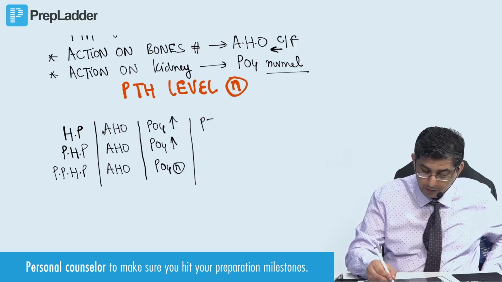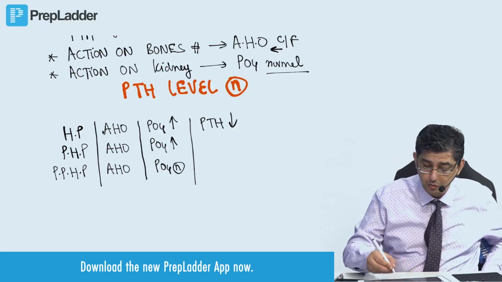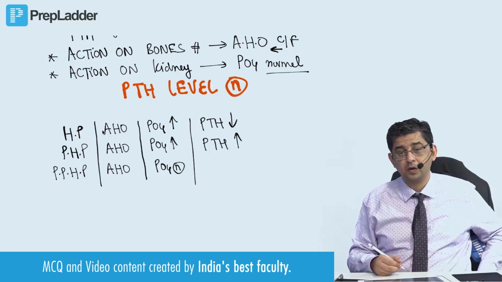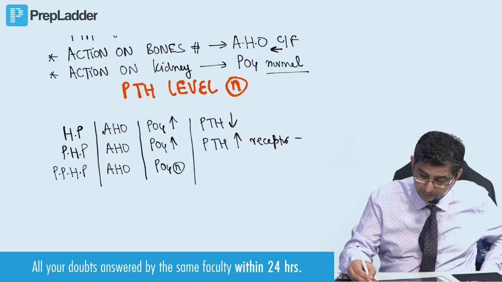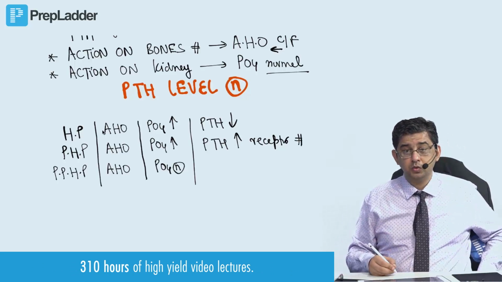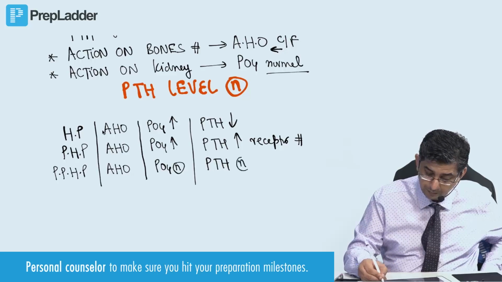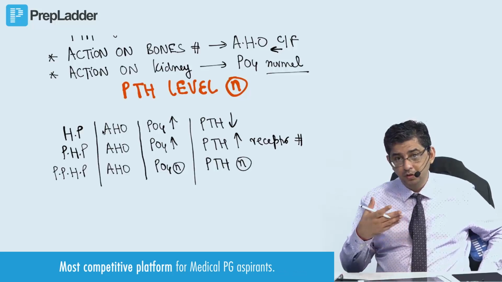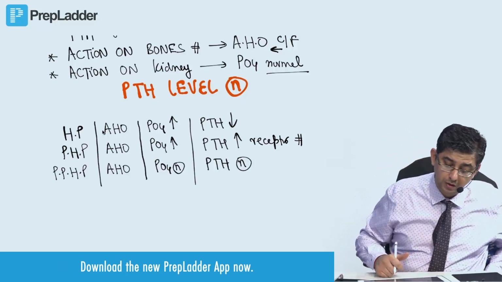In hypoparathyroidism, PTH is less. In pseudohypoparathyroidism, defect of receptor, PTH is elevated. The problem here is in the receptor. And in pseudopseudohypoparathyroidism, the PTH levels in the body are normal. It's only the action on the kidneys which is normal, but the action on the bones is defective.